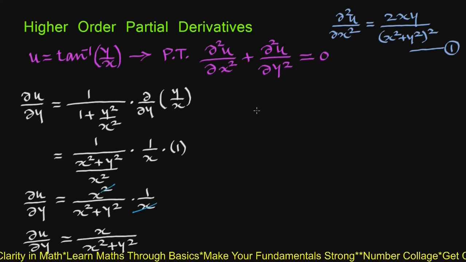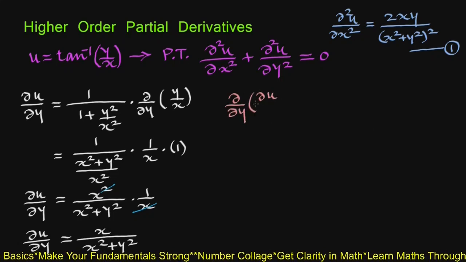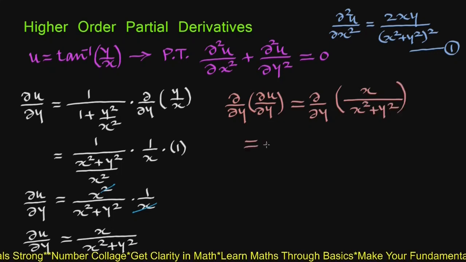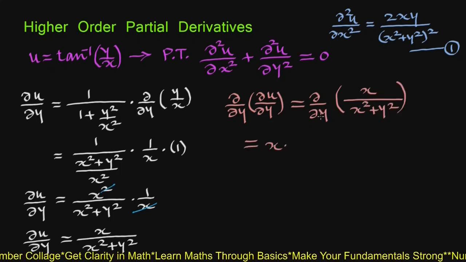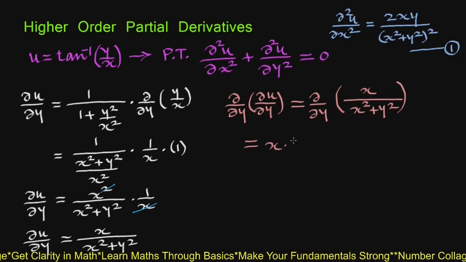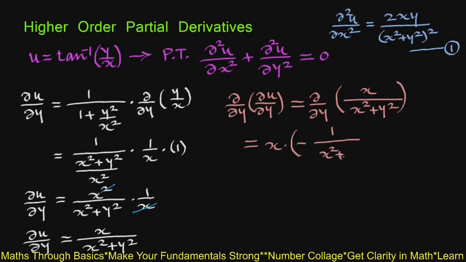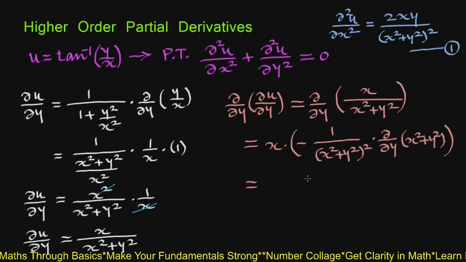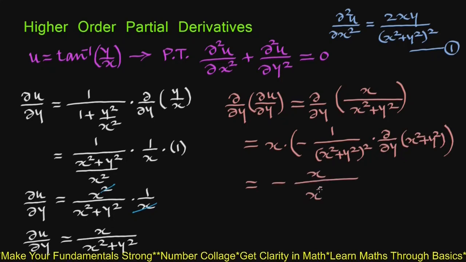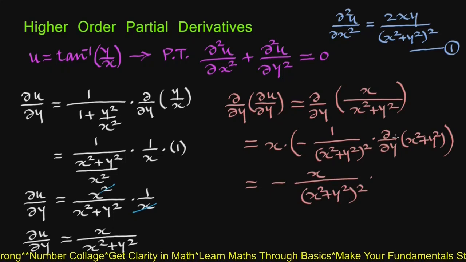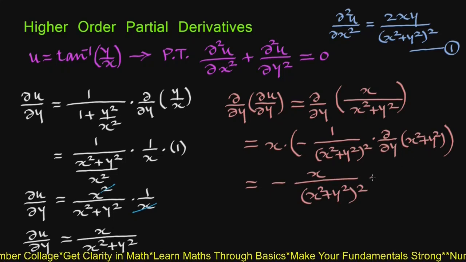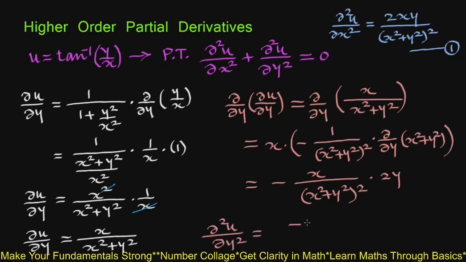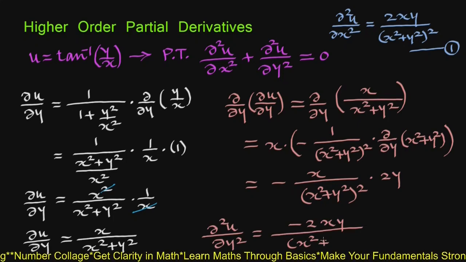Next we find ∂/∂y of ∂u/∂y, which is ∂/∂y of x/(x² + y²), which is constant x into ∂/∂y of 1/(x² + y²), which will be minus 1/(x² + y²)² into ∂/∂y of (x² + y²), which is minus x/(x² + y²)² into ∂/∂y of (x² + y²), which will be 2y. So ∂²u/∂y² will be minus 2xy/(x² + y²)².